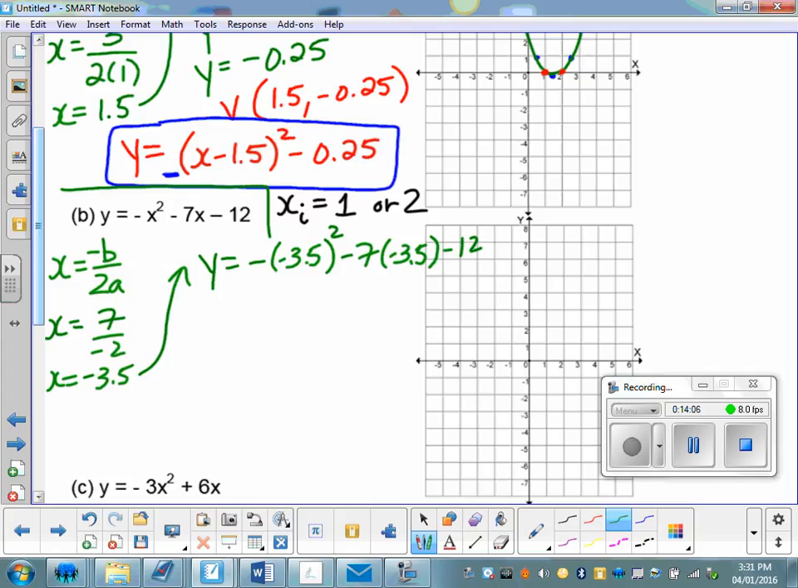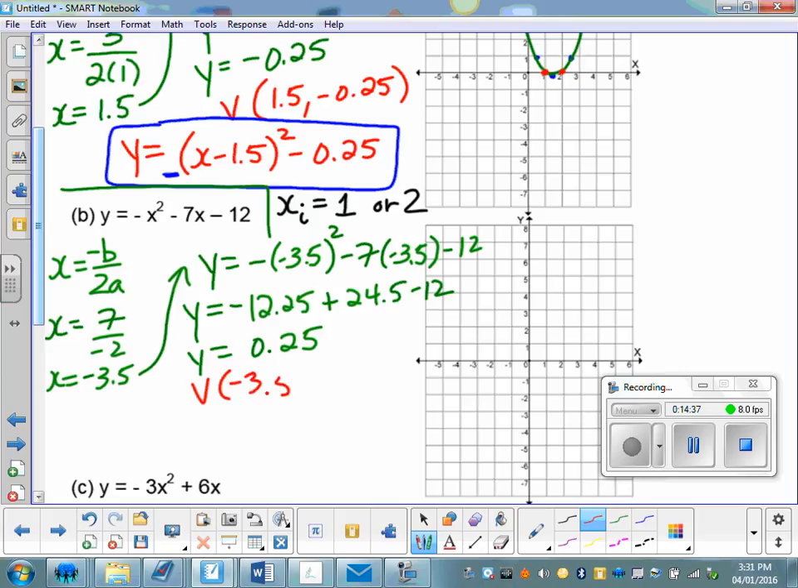and you can see, same thing happens again. We've got some decimals involved here. That makes it a little more difficult to deal with. So if I square the negative 3.5 and then put the negative on there in front, it will be negative 12.25 plus 24.5 minus 12. And then y equals 0.25. So my vertex is negative 3.5 and 0.25.